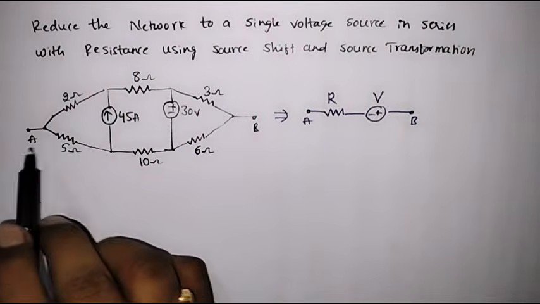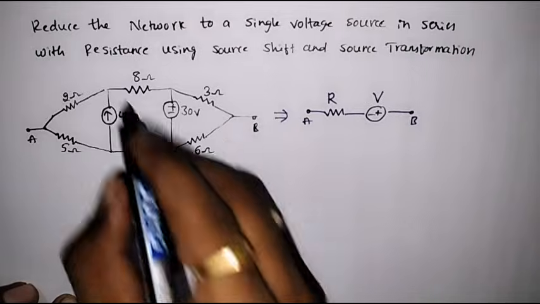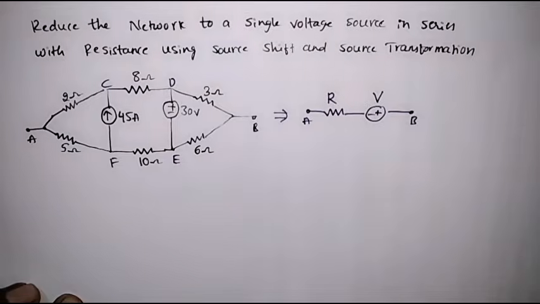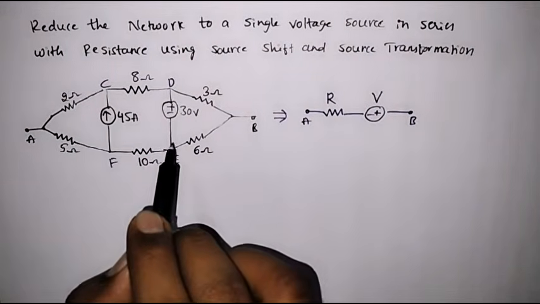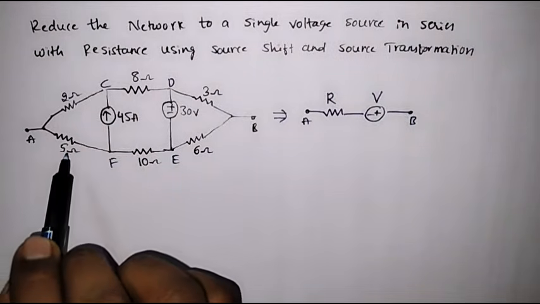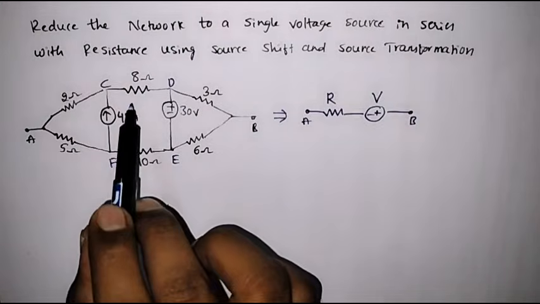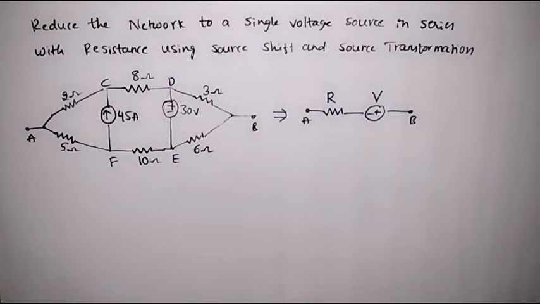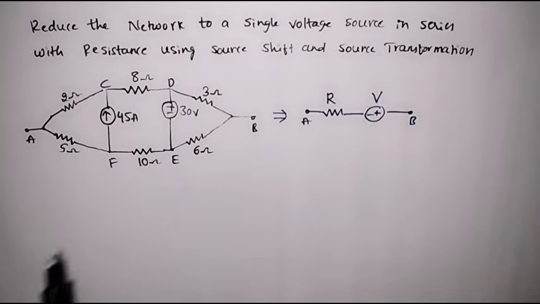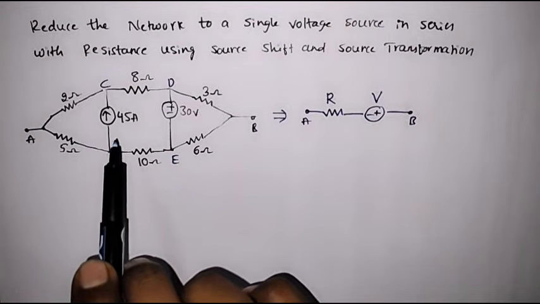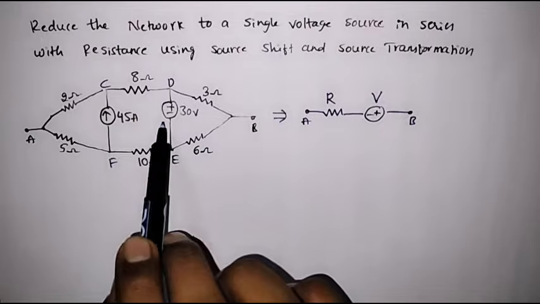Look at the circuit. We have A terminal and B terminal. I'll call this terminal C, D, this as E and F. So here no resistors are in series, no resistors are in parallel. Similarly, no resistor is in parallel to the current source and no resistor is in series with the voltage source. So here we cannot apply source transformation, but we must apply only source shifting now. We can apply both current shifting as well as voltage shifting.